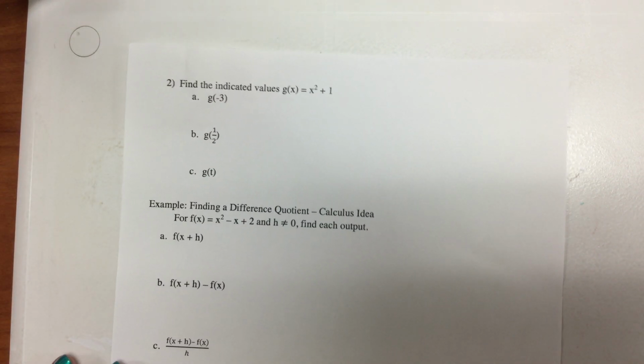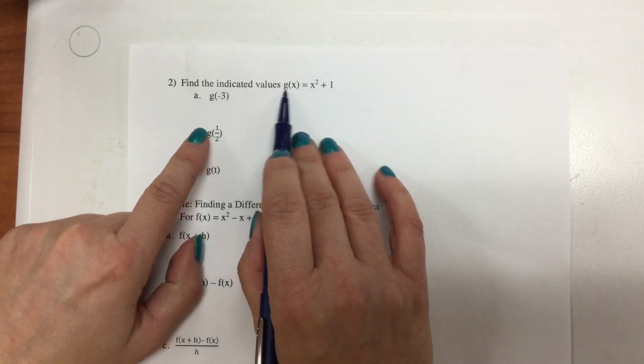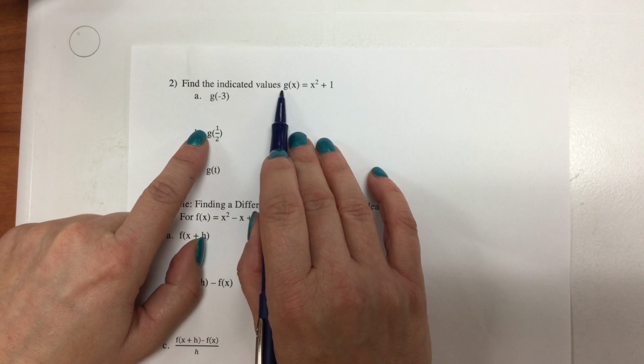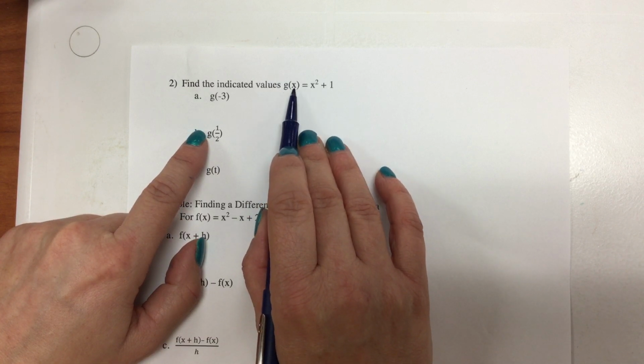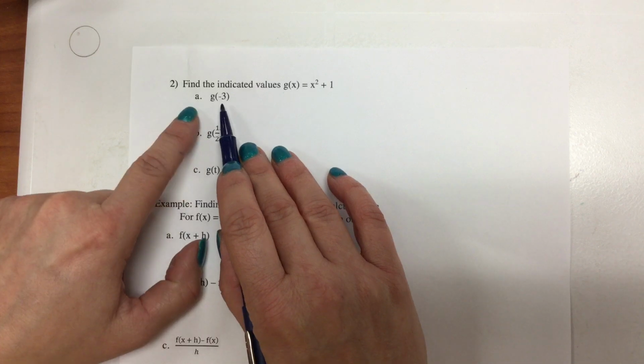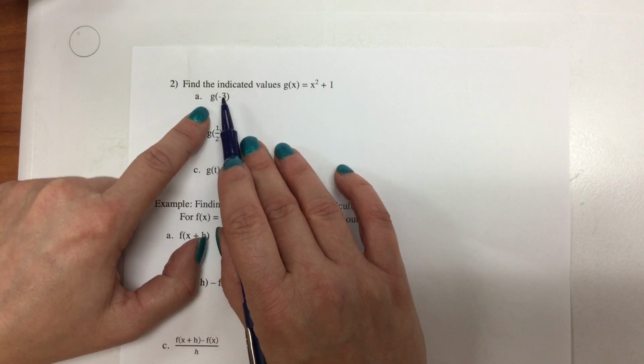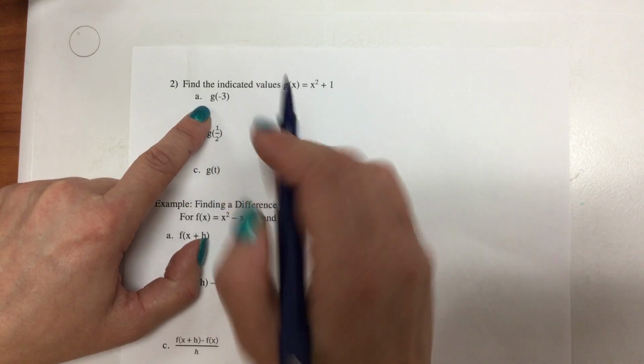Here's another one. Let's keep evaluating. So g of x, my function is g. That's just the name of it. My variable is an x. Here, if they say g of negative 3, it means to replace the variable with a negative 3.